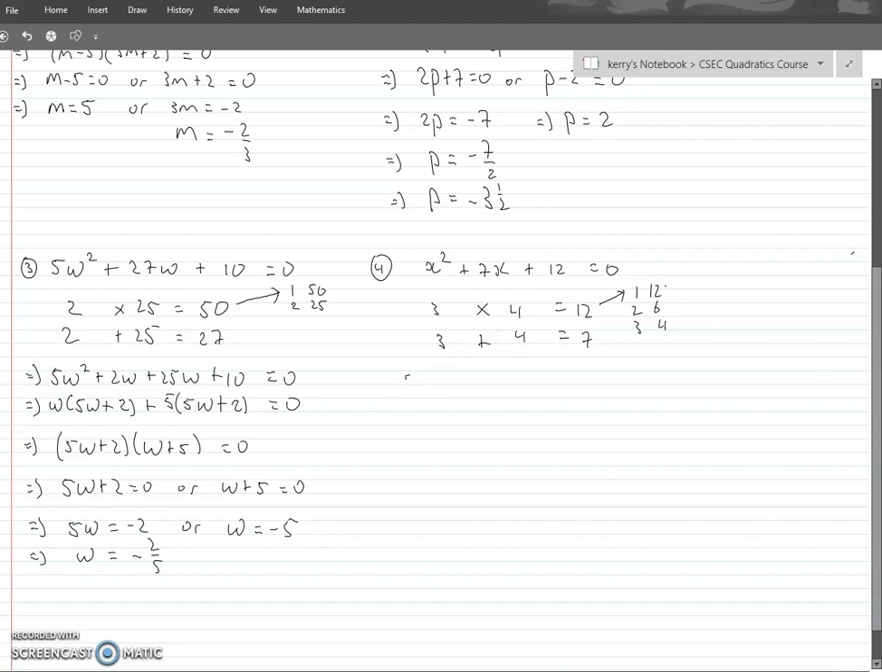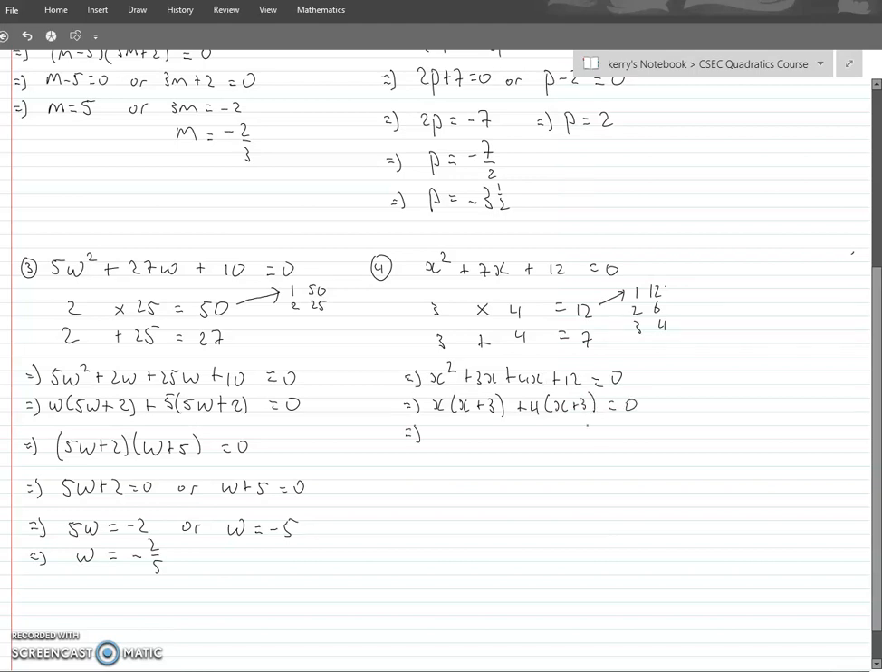Good. Now we do the same thing as before. x squared plus 3x, you break up your 7x into those two numbers, plus 4x plus 12 is 0, which will then give us x into x squared divided by x is x, 3x divided by x is 3, plus 4 into 4x divided by 4 is x. 12 divided by 4 is 3. So that will give us this.